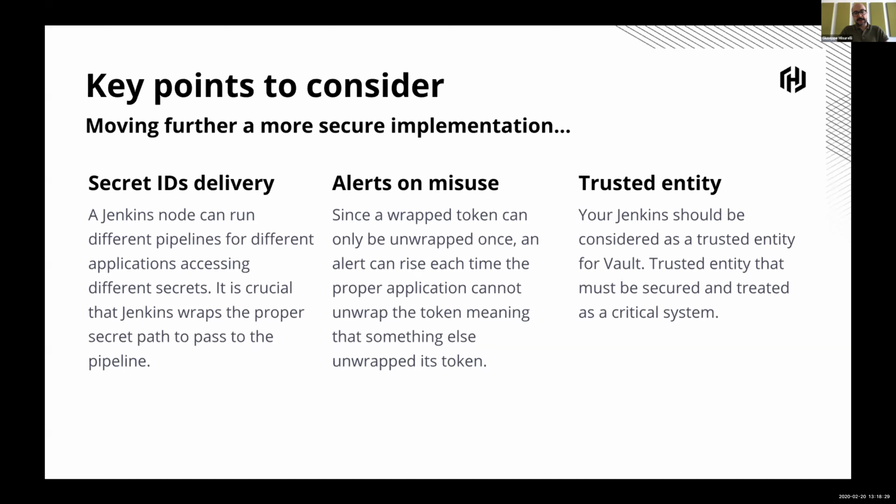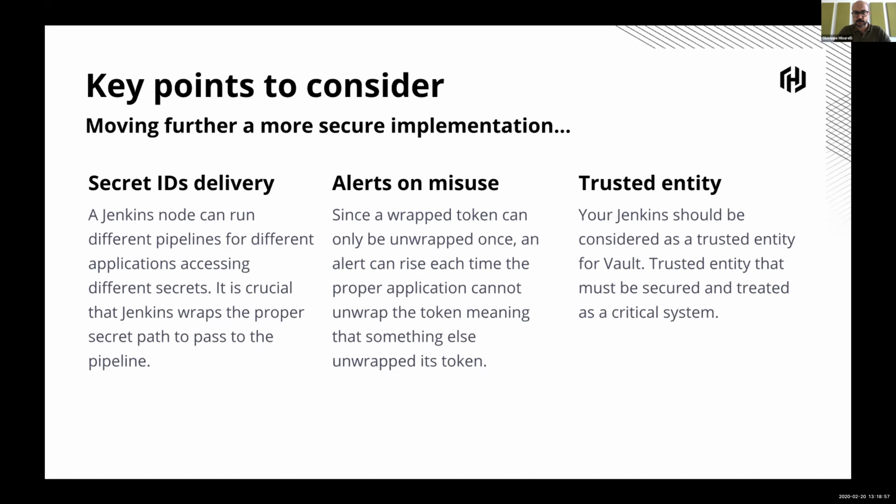So it is crucial that Jenkins wraps the proper secret path to pass to the proper pipeline. But in the case someone gets a wrapped secret ID that is aimed for another pipeline, what you can do is alert on misuse in this case.